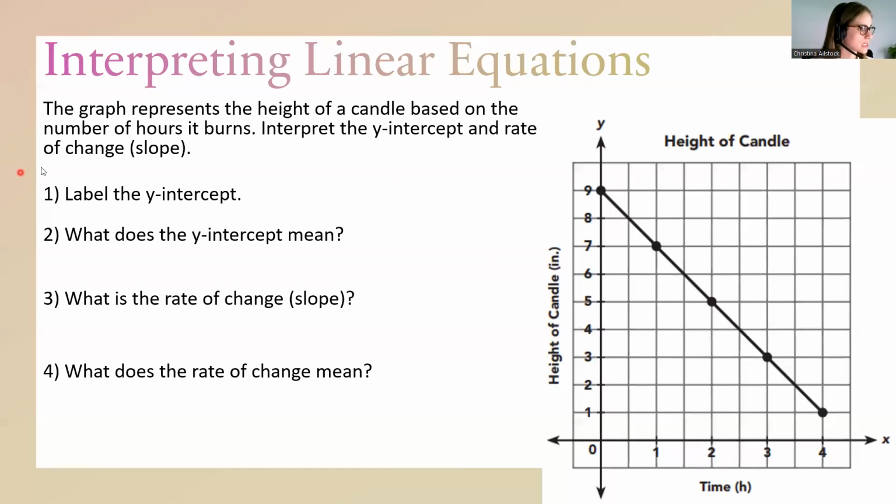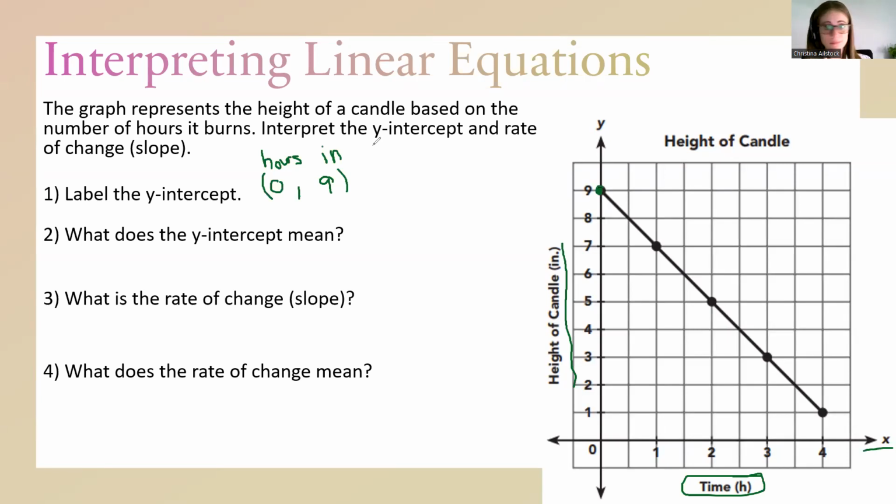All right, first up though, let's get the y-intercept part done. So our y-intercept is located right here at (0, 9). So now that we've located it, let's look at those labels to help us know what it means. So the 0 is our x value here, which is time. So that's 0 hours. And then the 9 is our y value here. It's that height of the candle in inches. So what does it mean? Let's put it together in a sentence.